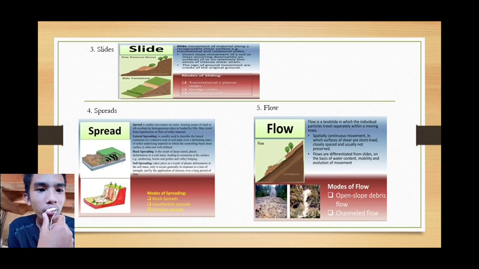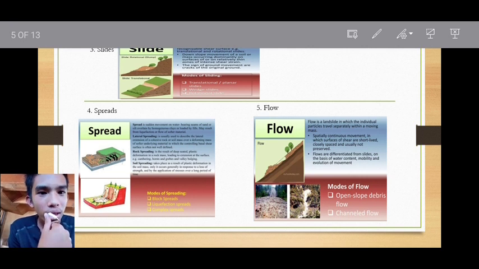Then the last one is flow. Flow is a landslide in which the individual particles travel separately within a moving mass. Spatially continuous movement in which surfaces of shear are short-lived, closely spaced, and usually not preserved. Flows are differentiated from slides on the basis of water content, mobility, and evolution of movement. Modes of flow: open slope, debris flow, and channeled flow. So those are the different types of landslide: fall, topple, slide, spread, and flow.